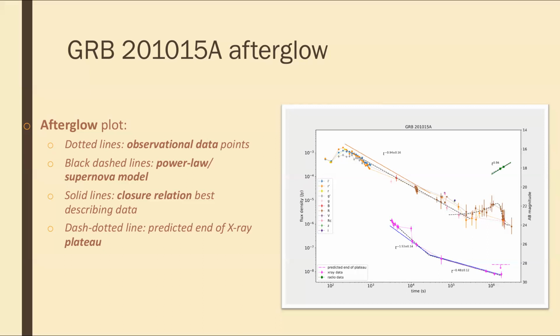And then these solid lines here are our best fit to the closure relations, which describe the synchrotron emission. There's also a prediction for the end of the plateau here, which means that there should be a jet break after this time.